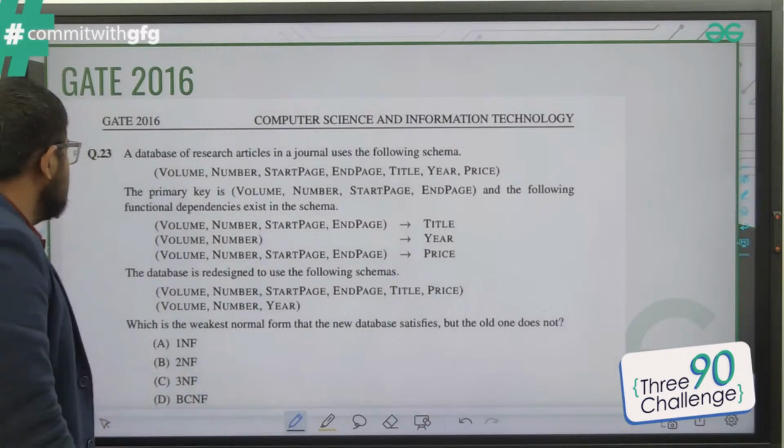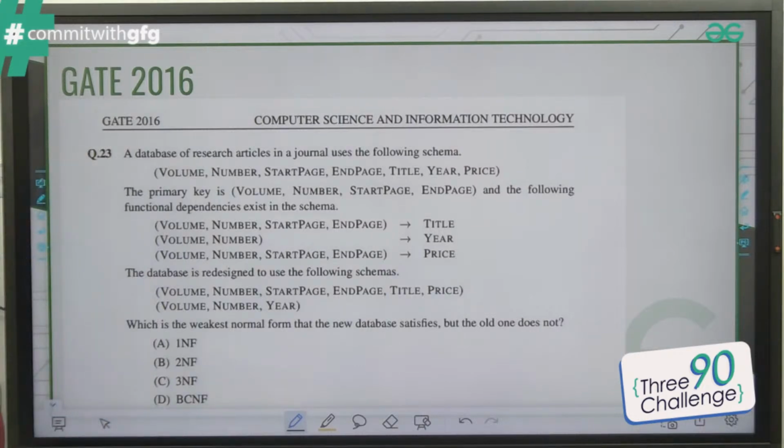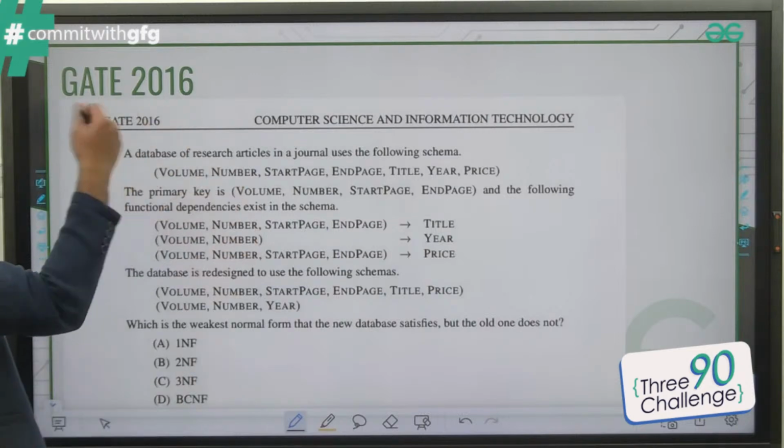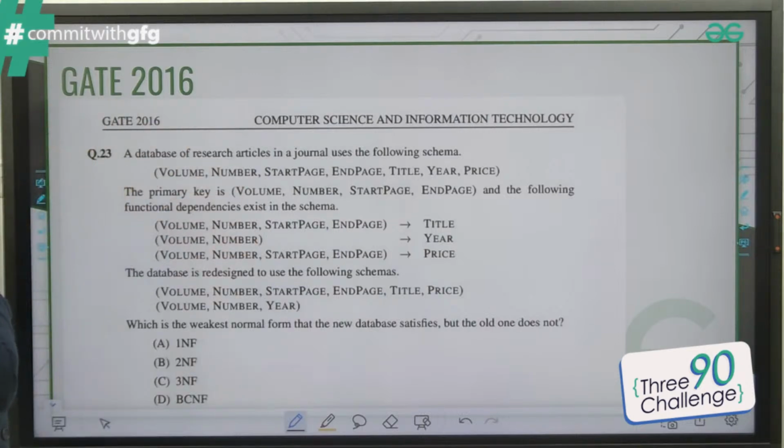Okay, great. So this was asked in GATE 2016. A database of research articles in a journal uses the following schema. The primary key is volume, number, page, start page, end page, and the following functional dependencies exist. The database is redesigned to the following scheme. What is the weakest normal form that the new database satisfies but the old doesn't?